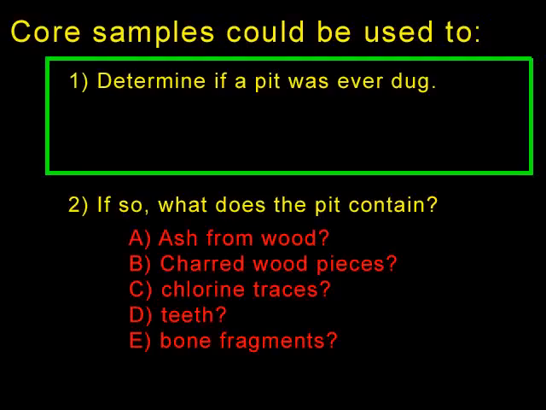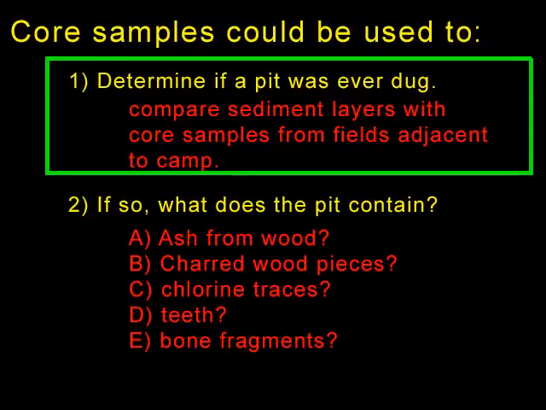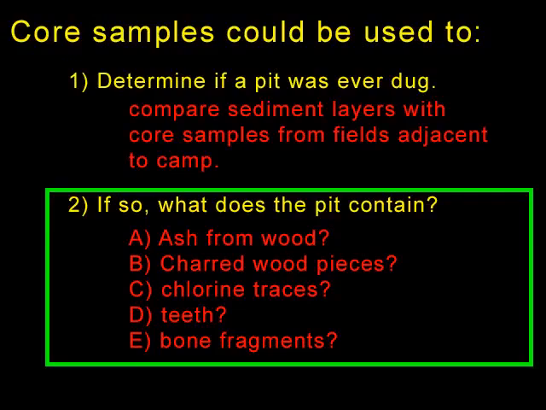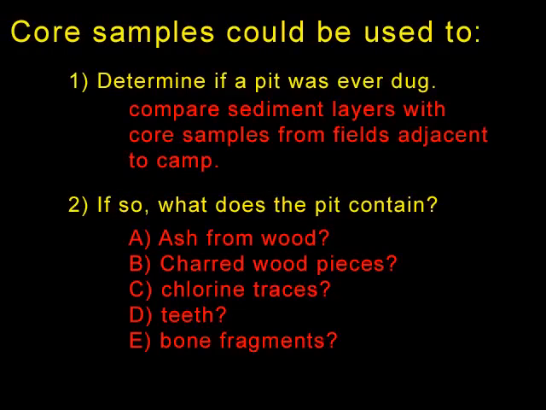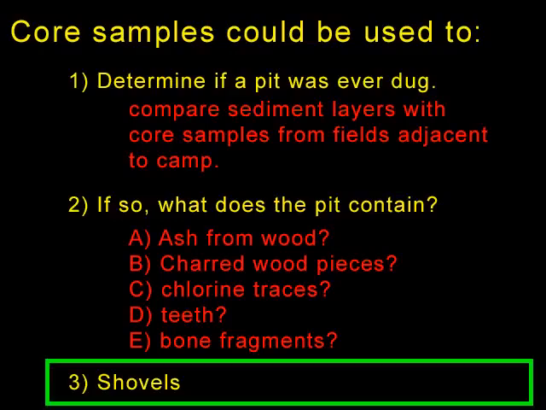So we have two types of core sample research, one to determine if the earth was ever disturbed, and the other to basically find out what's underground. You have a third option too, shovels, which is actually the best way of all.